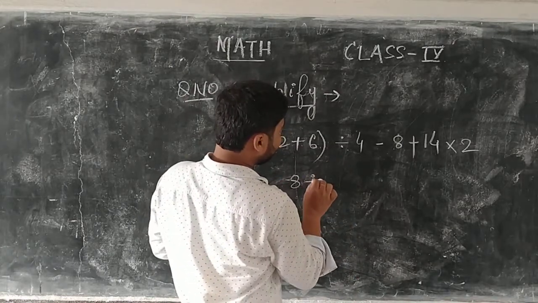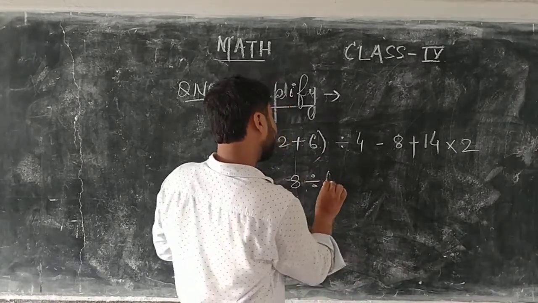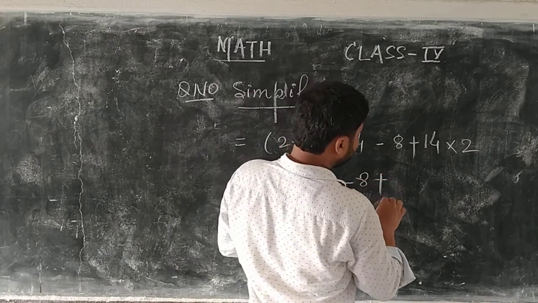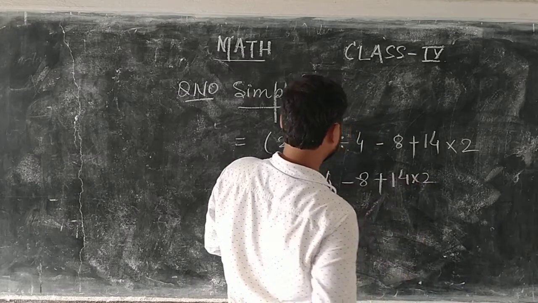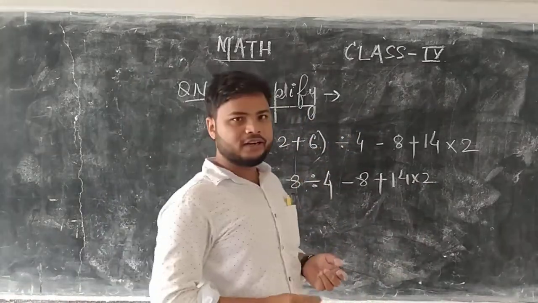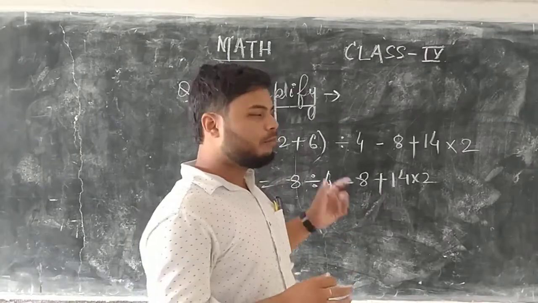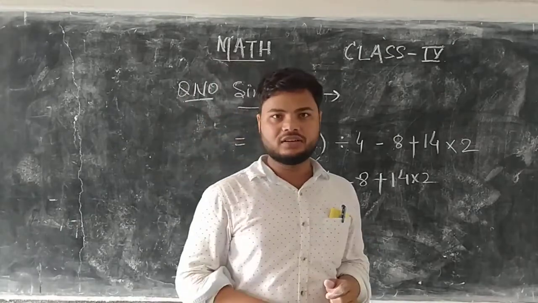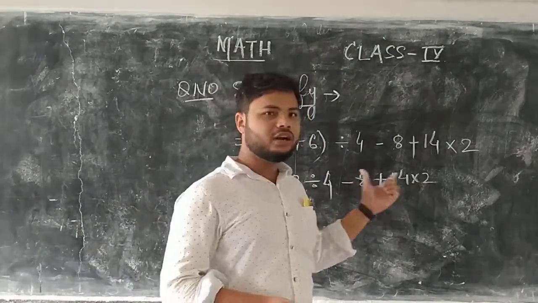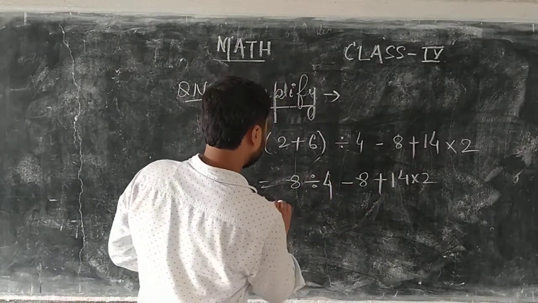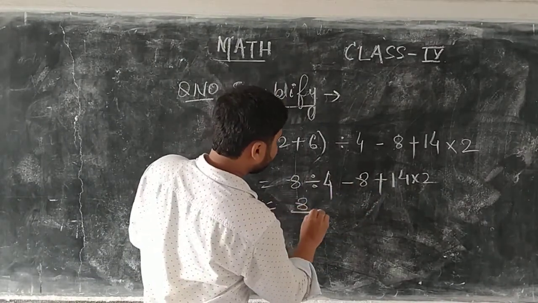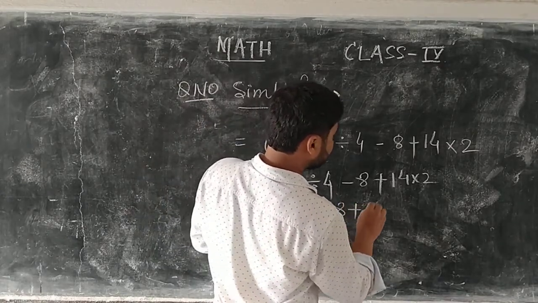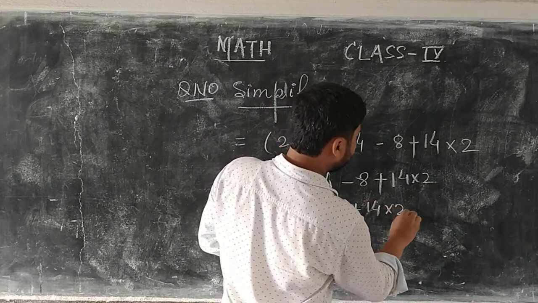Next, division is given, the division symbol with 4, after that minus 8, after that 14 multiplied by 2. As we know, after bracket the next operation is of, but of is not given in this simplification. The next one is division, so we will work on division. After that we will proceed. 8 by 4 we can write, and minus 8 plus 14 multiplied by 2.